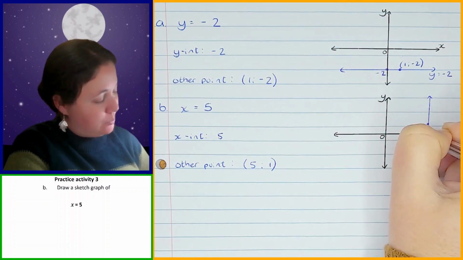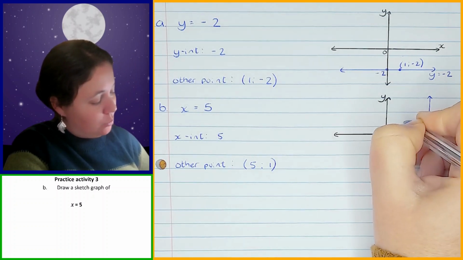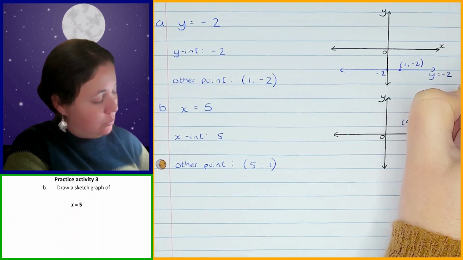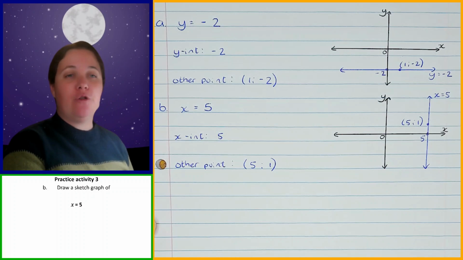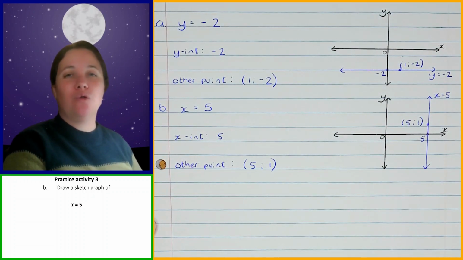So the intercept over here is going to be 5. This point is the point 5, 1. And my graph has the equation x equals 5. So that's what you should have got for that question. Okay, and that is how we draw straight line graphs or linear graphs using the intercept method.